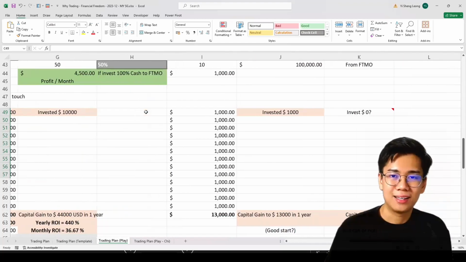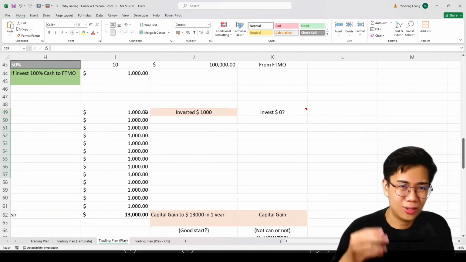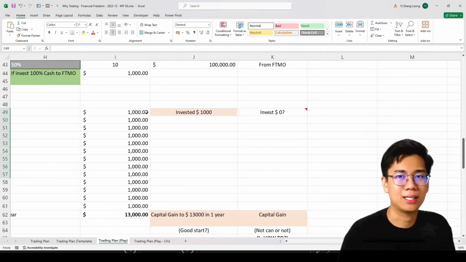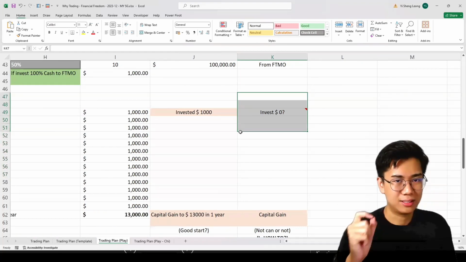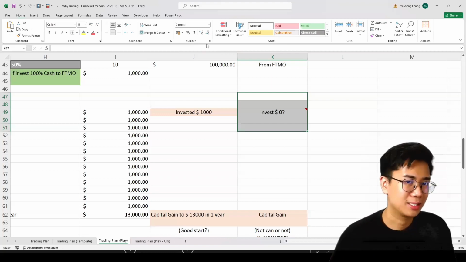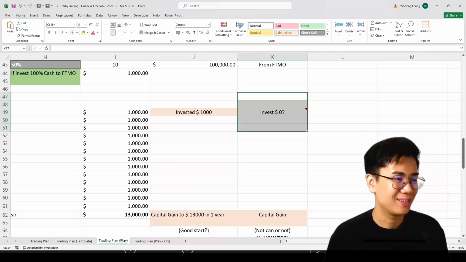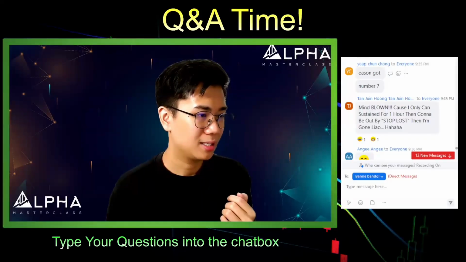I really don't have that 1,000. I don't know how long I have to drive my Grab until I get this money. How many of you would like to know how to get started with zero starting capital? Type me into the chat box. Because I can only sustain for 1 hour, then I get stopped out by stop loss, then gone. Can use robot trading? Can. My robot can confirm use one.